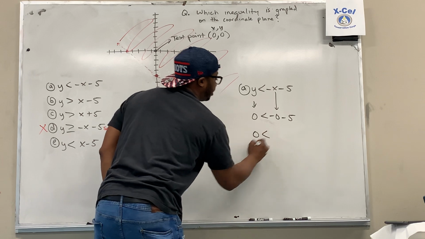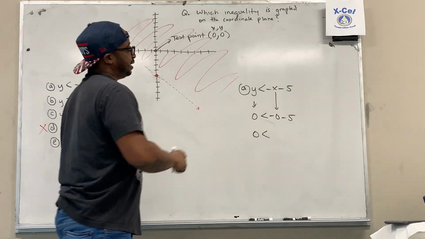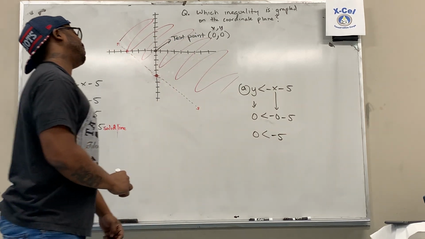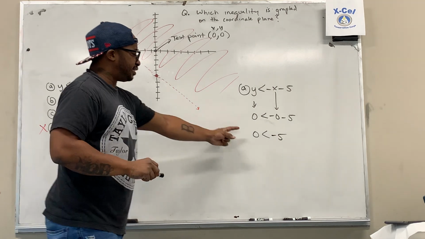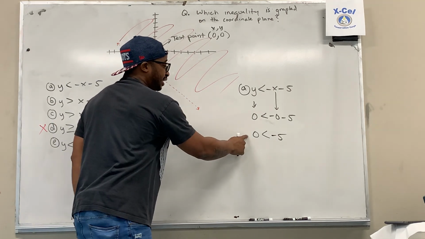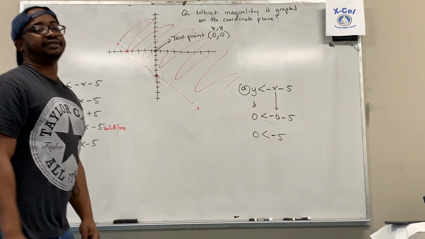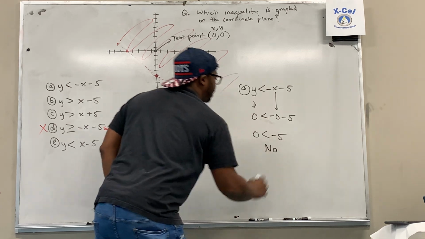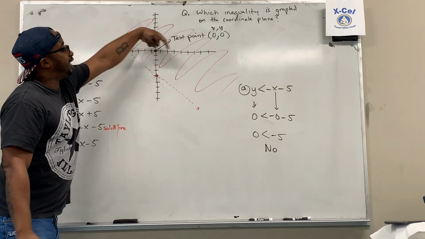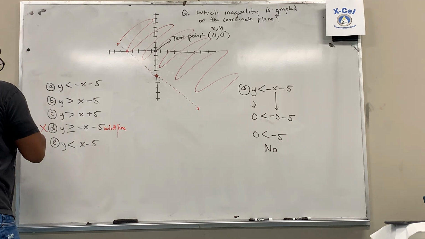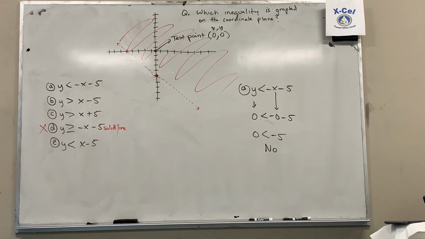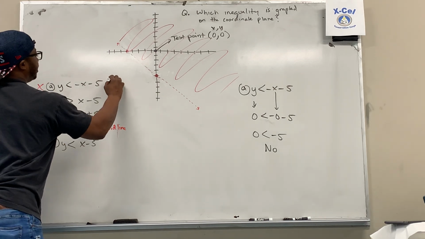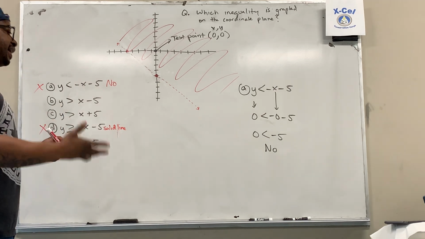I got 0 on the left-hand side, put the less than sign. Minus 0 minus 5 is going to give me minus 5. Now, let's see if this statement right here is true. Is 0 less than negative 5? The answer is no. We're looking for a yes. So that means A cannot be the answer, because it gives us a no. We're looking for a yes.